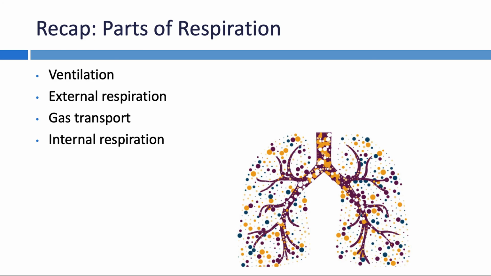Carbon dioxide will go in the opposite direction. It's created as a metabolic waste within the body tissues. Again, that could be brain, digestive system, muscles, anything. It then, through internal respiration, gets back into the blood, transported by the cardiovascular system around the body, through the heart, back to the lungs, where through external respiration, it diffuses into the lungs, and through ventilation is exhaled. So that is the process of respiration.